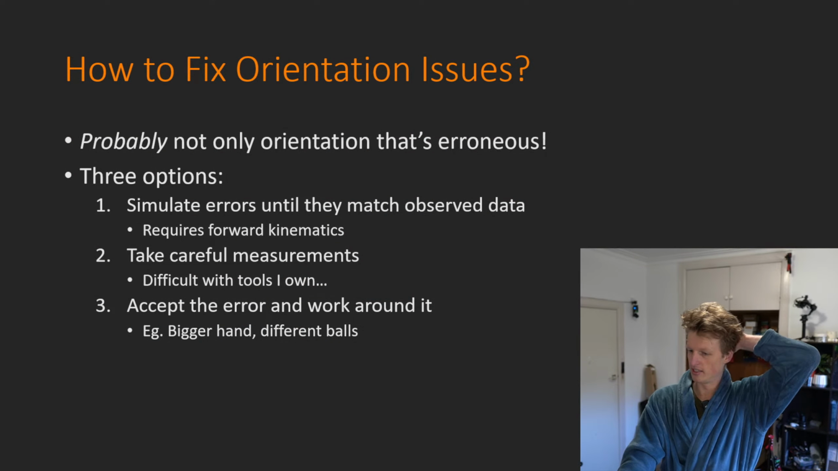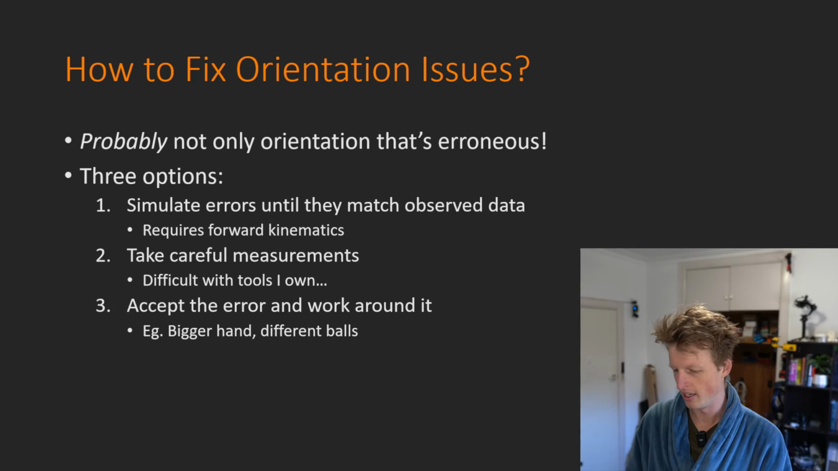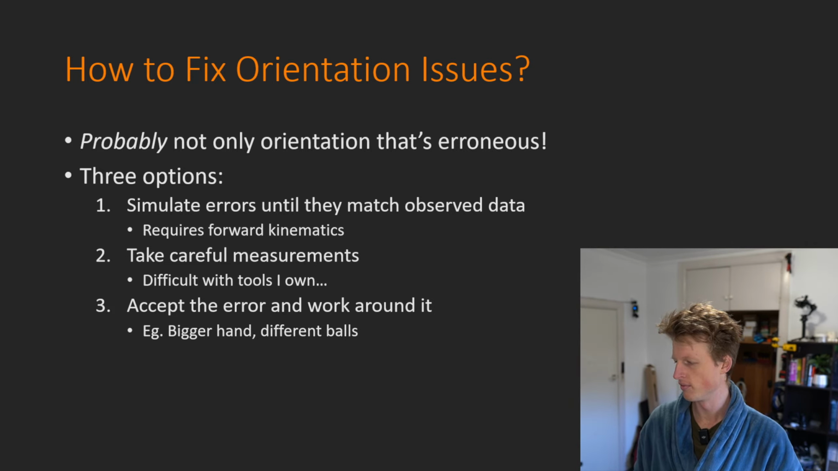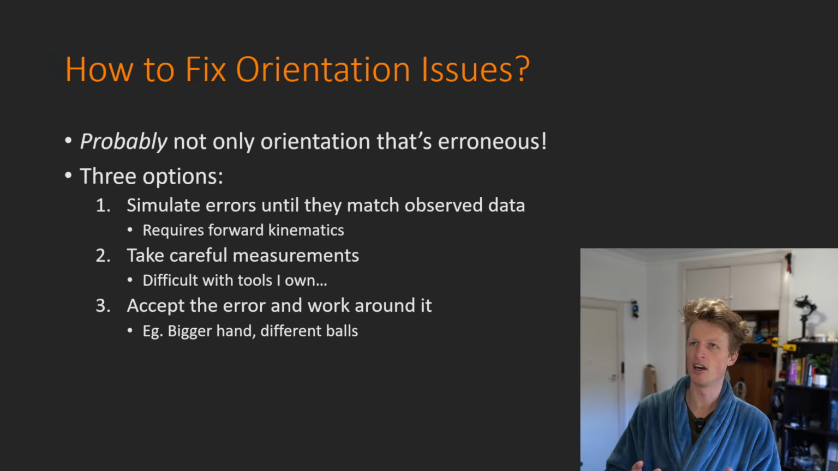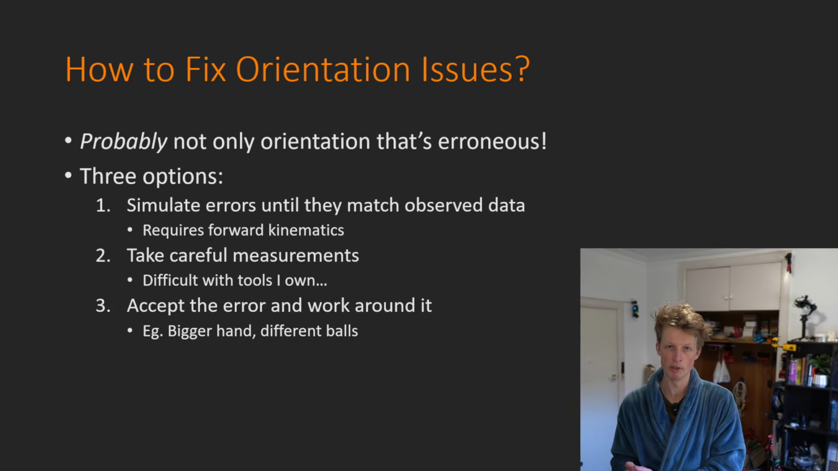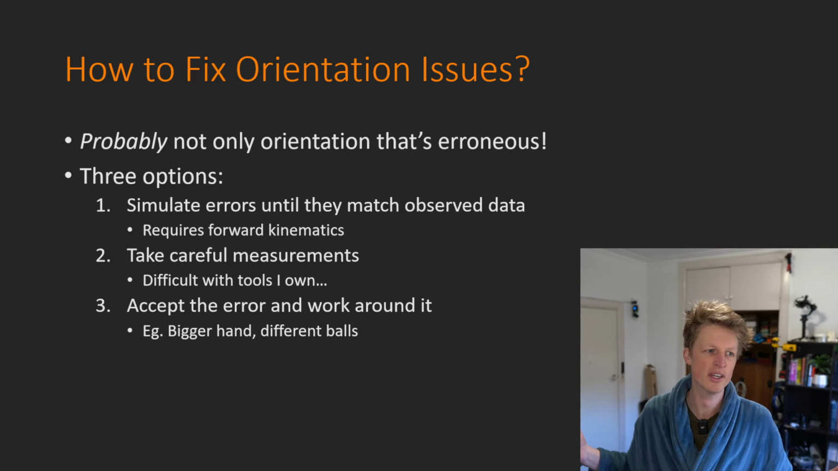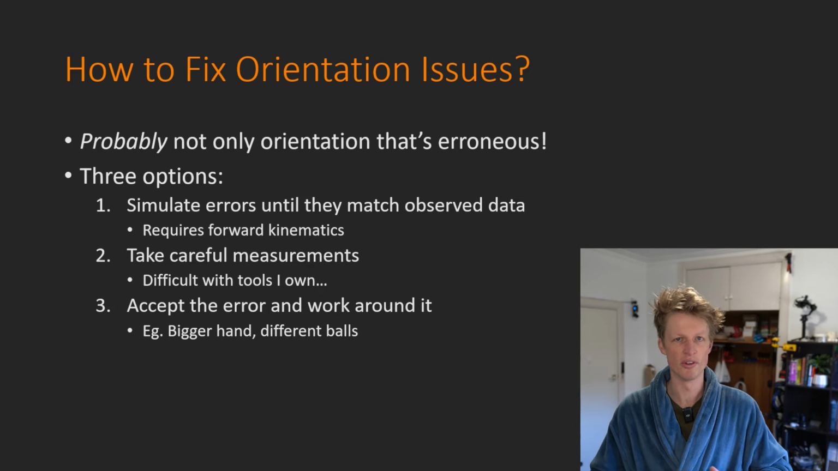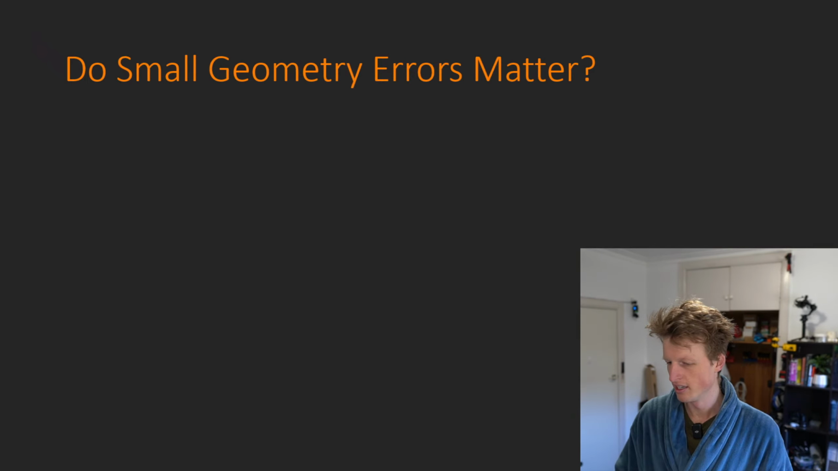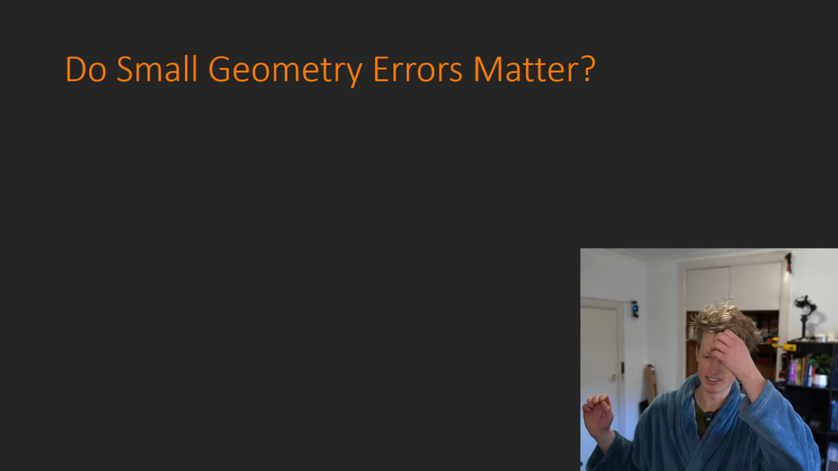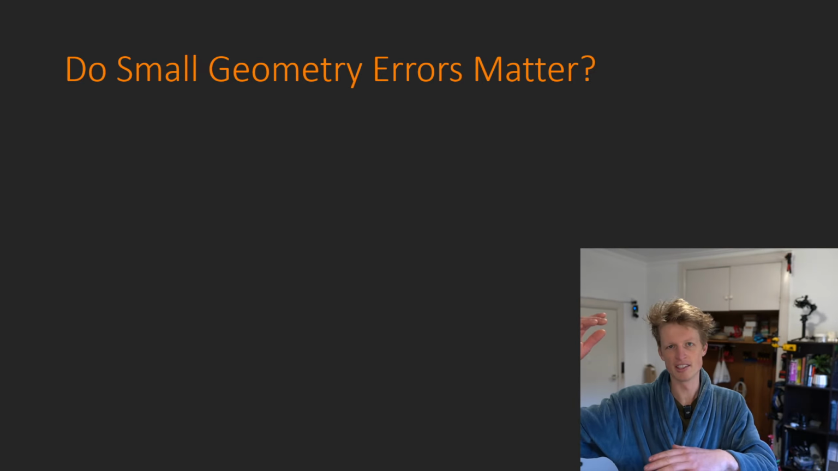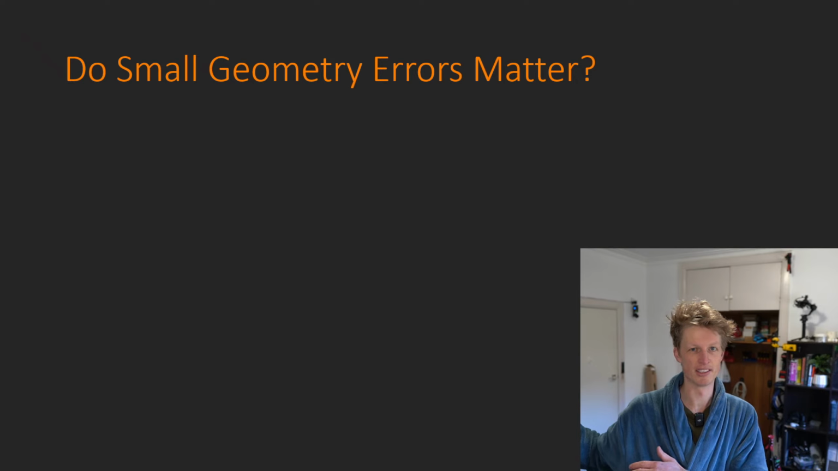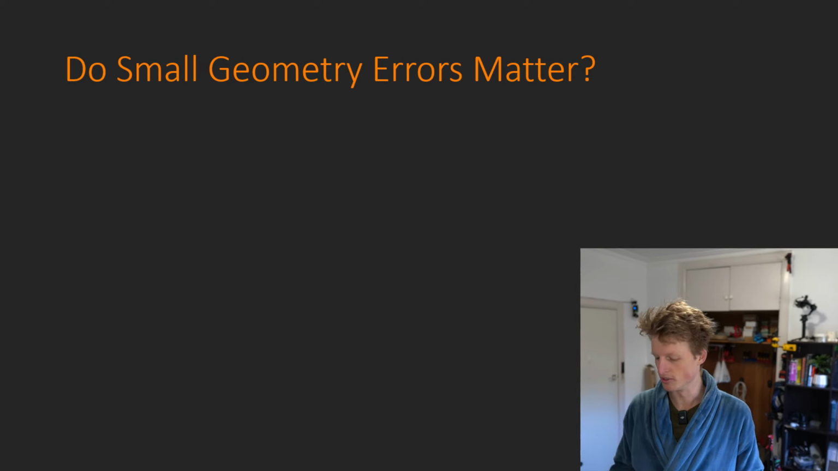So, yeah, after all of this, the first two solutions or options are kind of uncertain. I don't know how precisely I would need to make both of these, because I don't really know how big of an effect small errors can make. So, do small geometry errors even matter at all? Like if the legs were off by 0.5 millimeter, does that matter? Who knows?